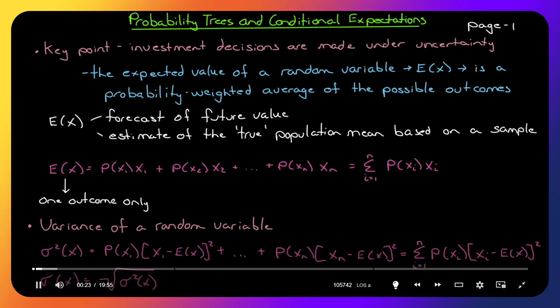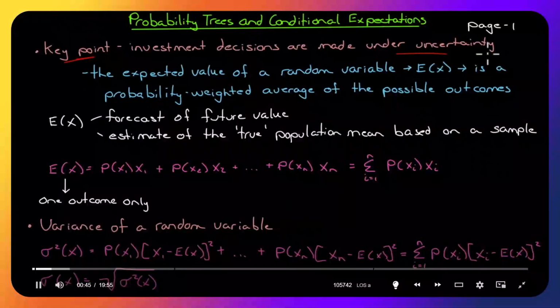All right, to help understand why we consider probability to begin with, this is our key point here. Investment decisions are made under uncertainty. We don't know what the future is going to be, but we have certain ideas of the types of futures we may have, and we may assign certain probabilities to it.